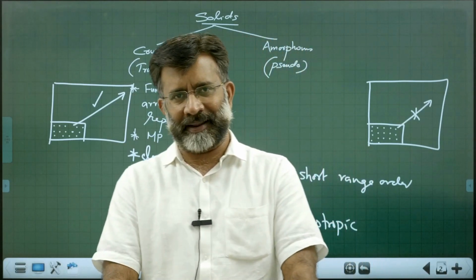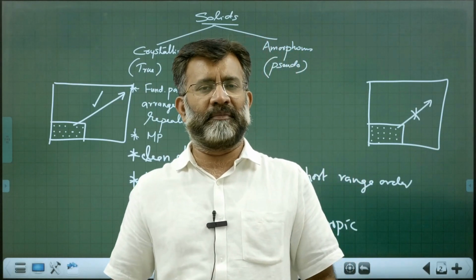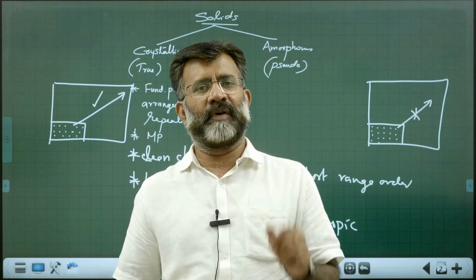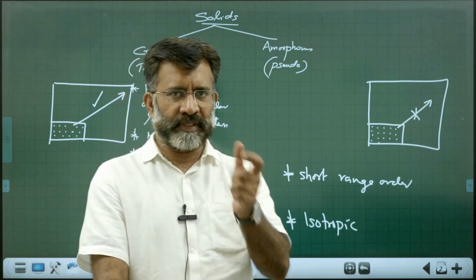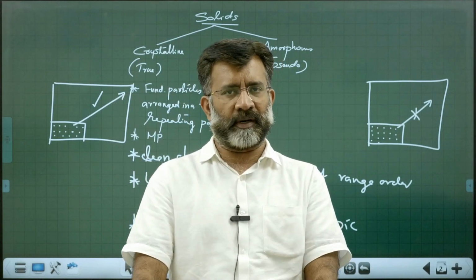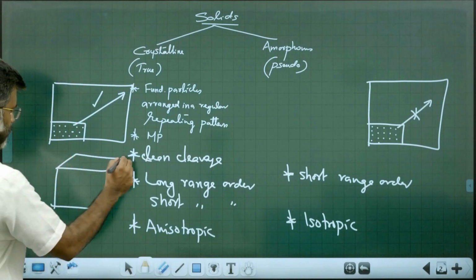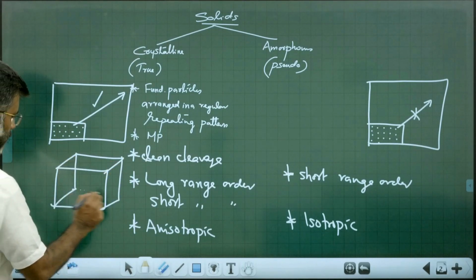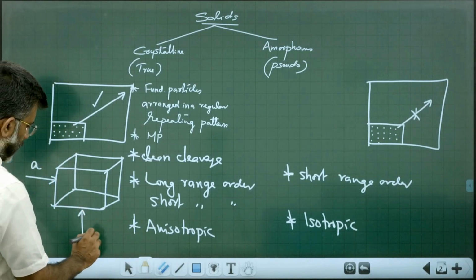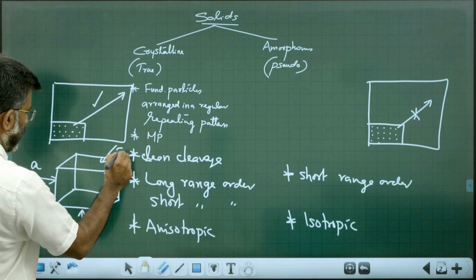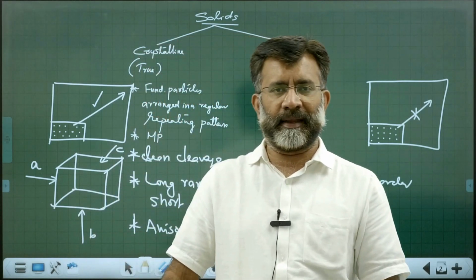Maybe you are remembering. In crystalline materials, when the various physical properties observed from different directions give different values, that is anisotropy. Take thermal expansion observed in a solid. From this direction, you get a value A. From this direction, you get a value B. From this direction, you get a value C. That is called anisotropy, a property of crystalline solids.